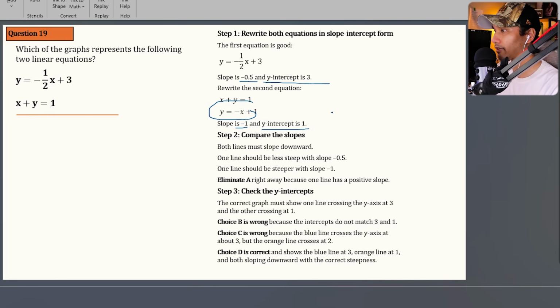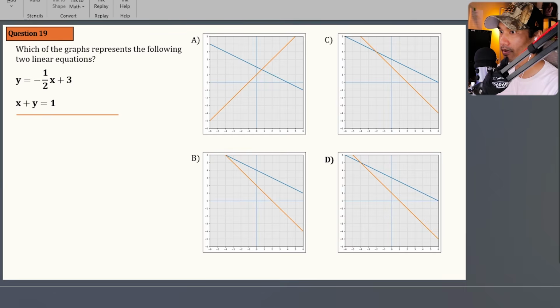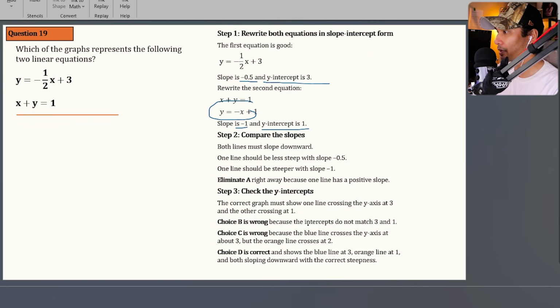Okay, that's what I would identify. So compare the slopes. Both slopes are downward, so they're both negative. And then one should be steeper than the other. We could eliminate A right off the bat because it has a positive slope. And then we just check the other ones because the y-intercepts don't match. So B and C are wrong because the y-intercepts don't match. And then choice D is correct because the y-intercepts do match.